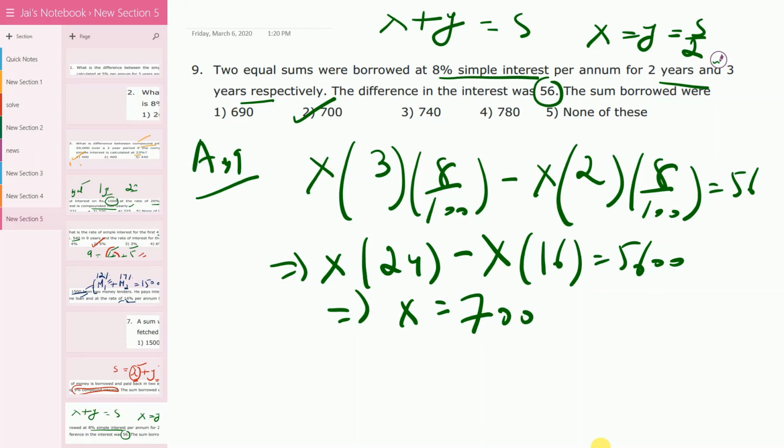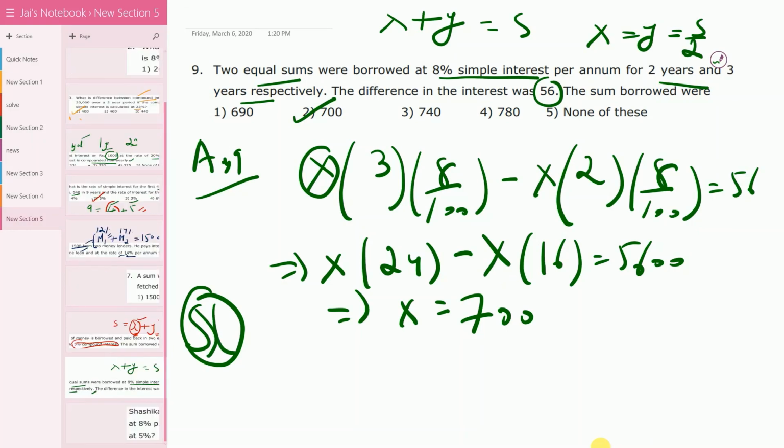Actually the value here, x, is the sum that was being borrowed, the complete sum that was being borrowed. Two equal sums. Okay, yeah, x is the right answer. Now coming on to the next question.